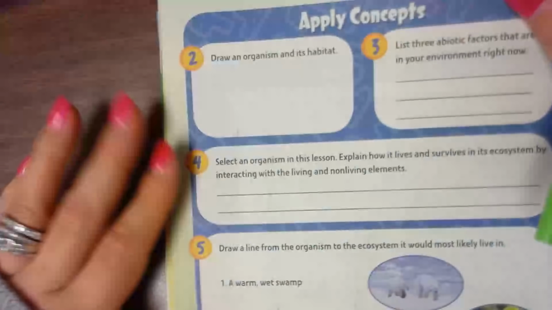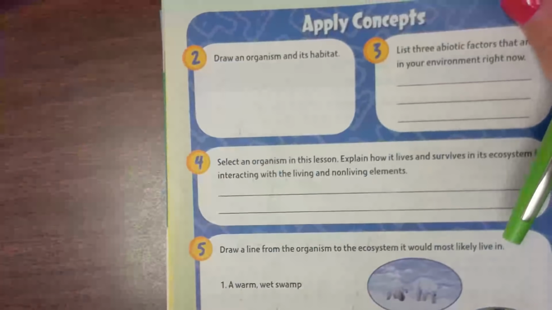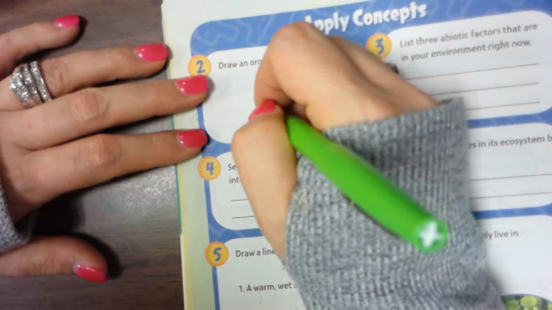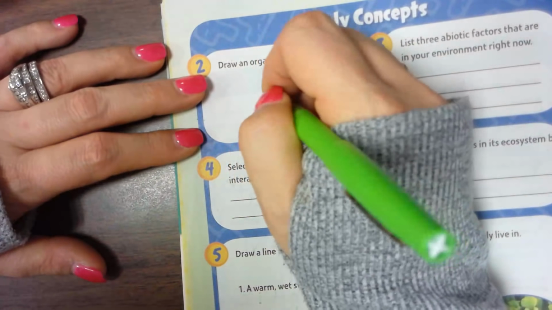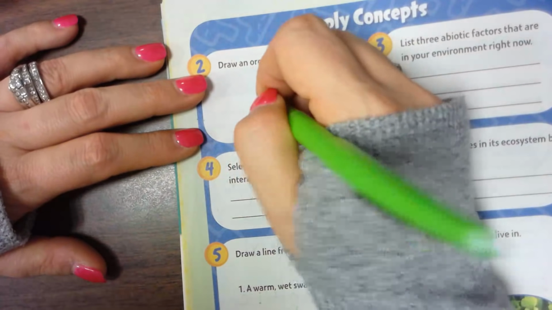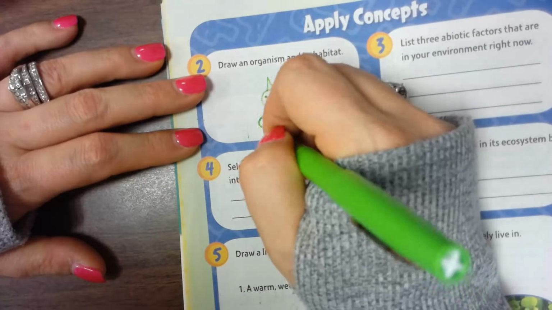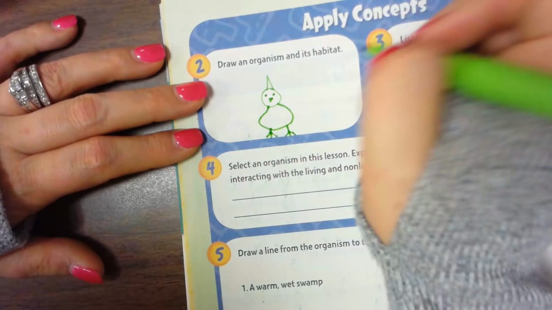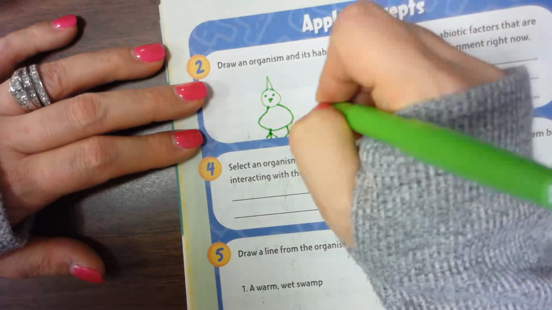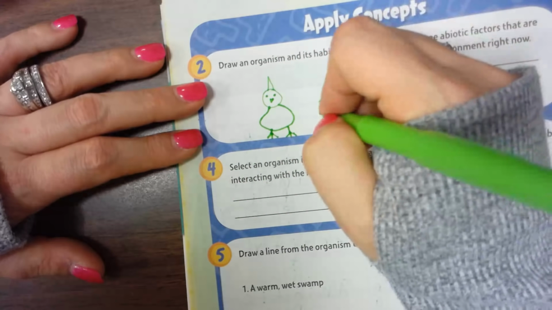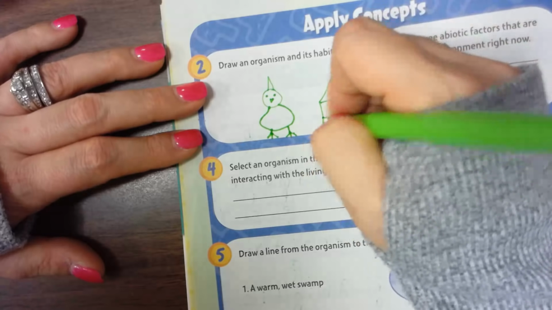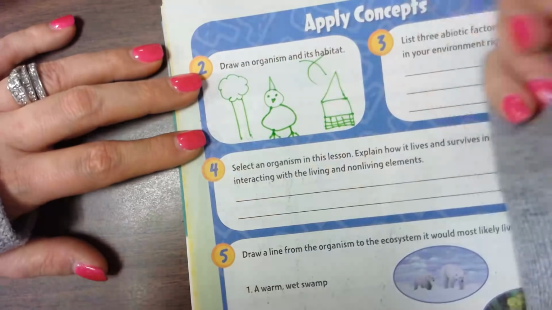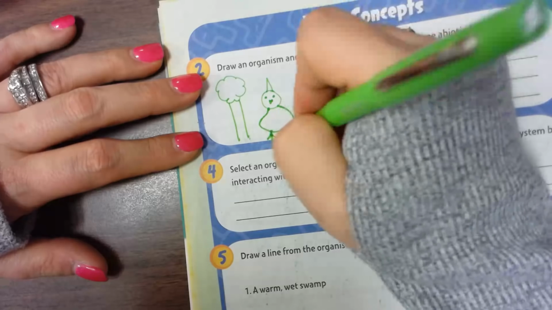Okay, apply concepts. Number 2, draw an organism and its habitat. I'm going to draw my chickens. This is so sad. Oh my goodness. I don't know. Here's its little house. Here we have a little door that opens up. Here's some trees. Here's a bird. Anyway, here's me playing with the chickens.